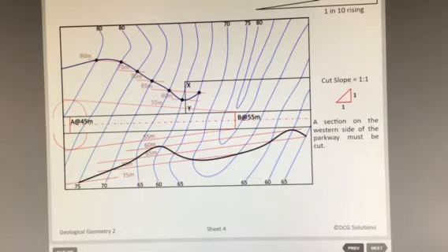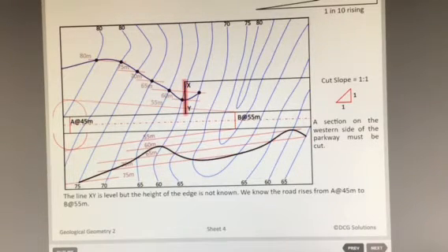Alright, section of the western side of the park must be cut. So the line XY is level, but the height of the edge is not known. We know the road rises from A at 45 metres to B at 55 metres.